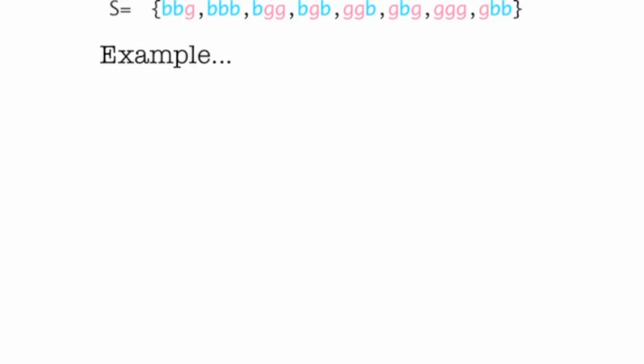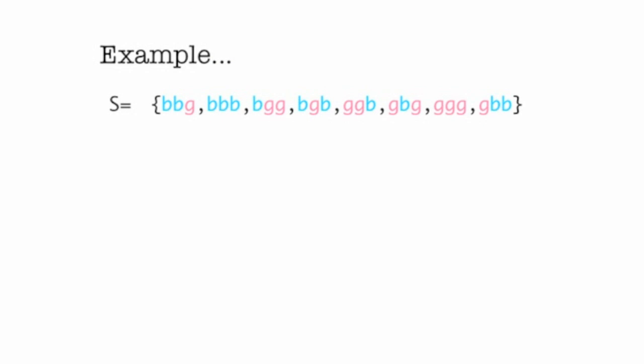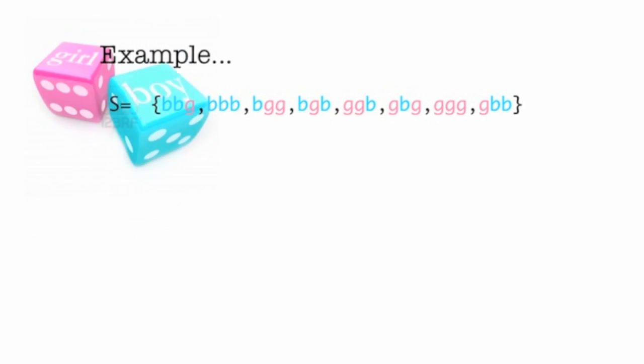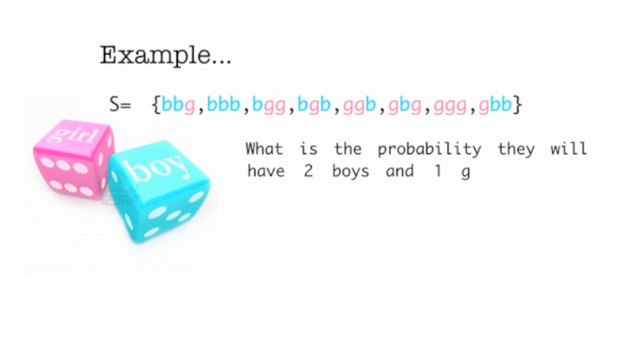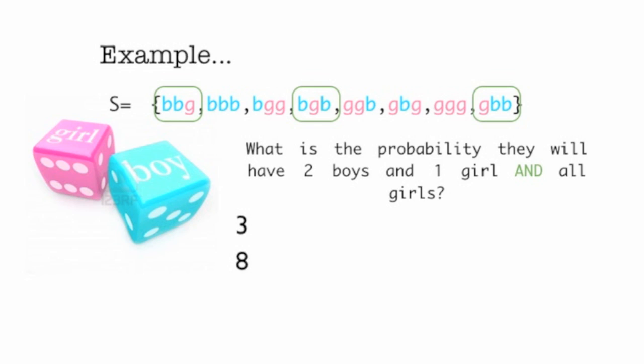Let's use the same example from earlier and find the probability using the sample space. There are 8 outcomes altogether, and 3 of which have 2 boys and 1 girl. So the probability is 3/8. And there is 1 outcome with all girls. Therefore, the probability is 1/8. You multiply them together and get an answer of 3/64.